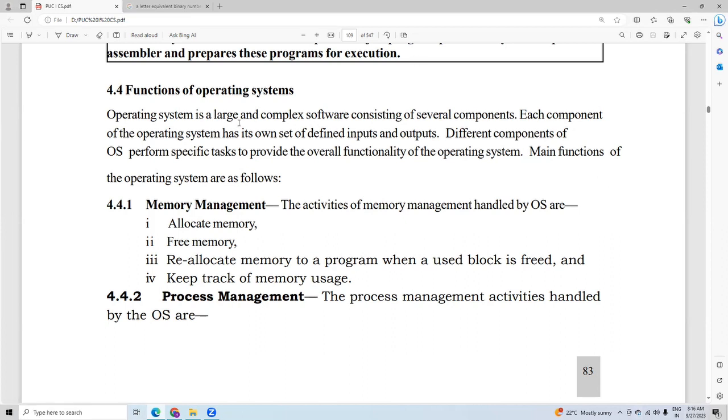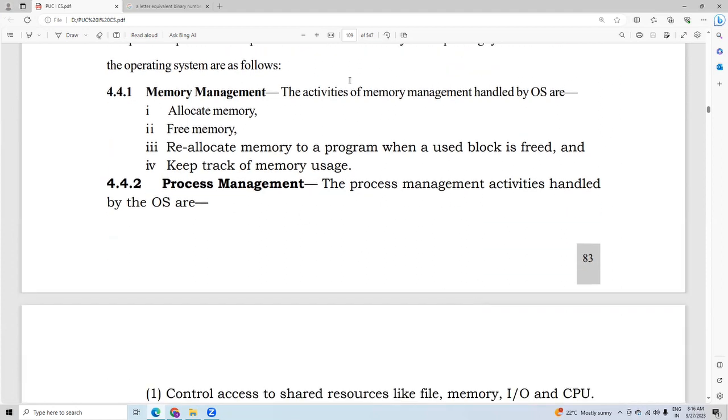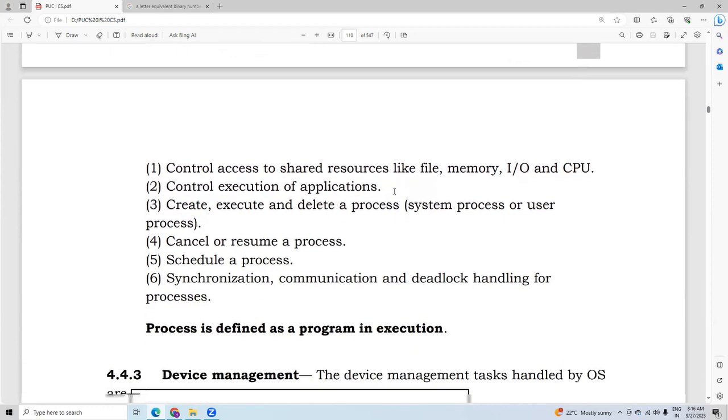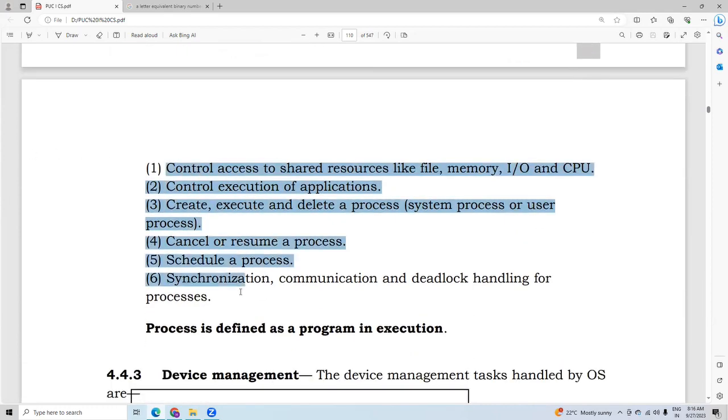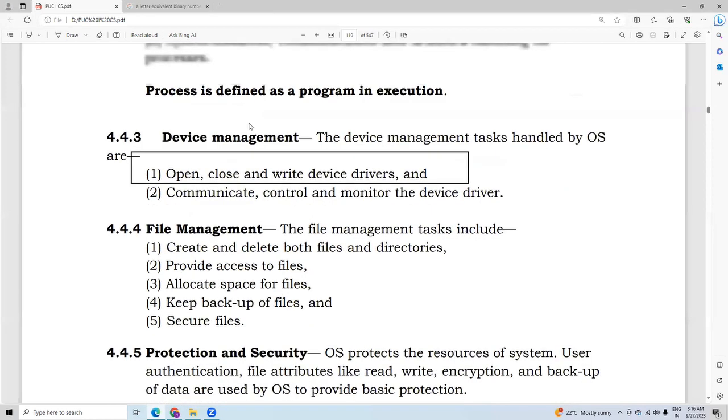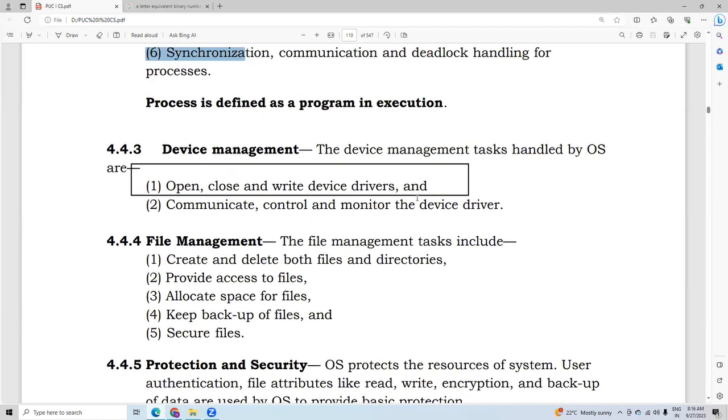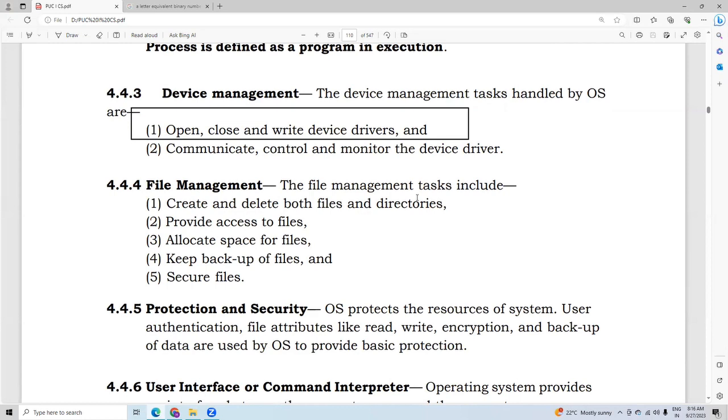Here, each component of the OS has its own set of defined inputs and outputs. Different components of the OS perform different tasks to provide the overall functionality of the OS. The main operations are memory management: allocating, freeing, and reallocating memory, and keeping track of memory usage. Then process management, where a process is defined as a program in execution. Then device management: open, close, write device or drivers, communicate, control, monitor device drivers. All devices will be handled by the OS.